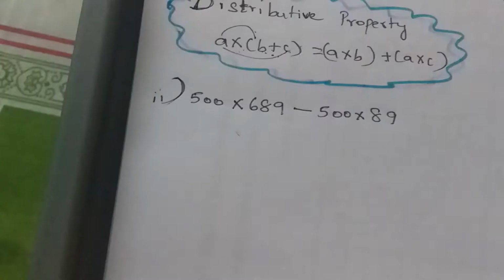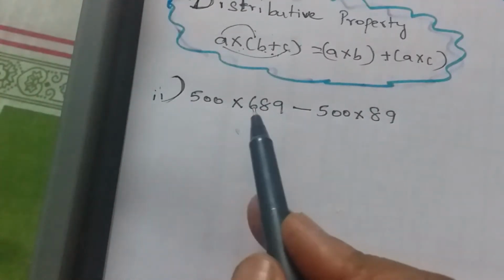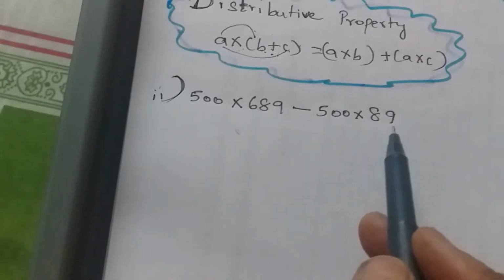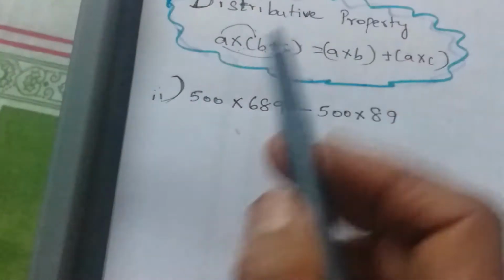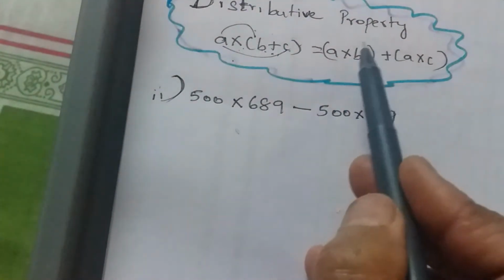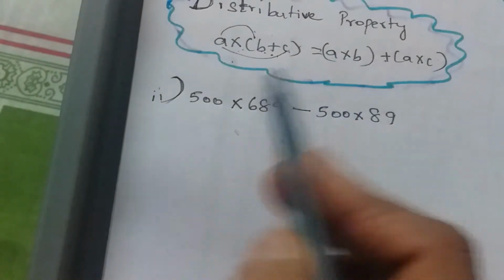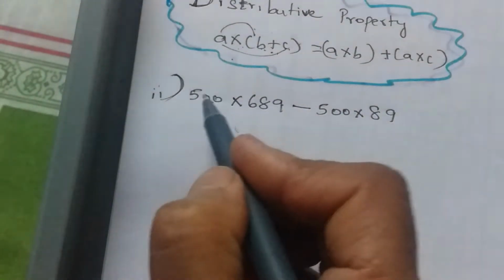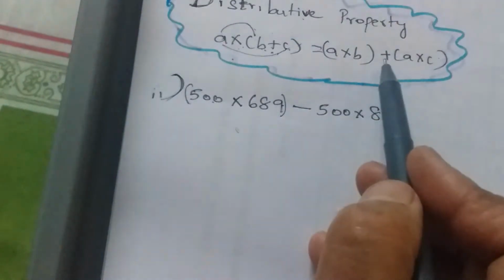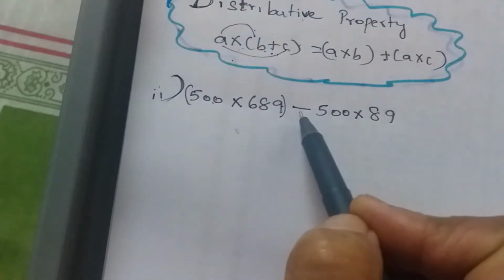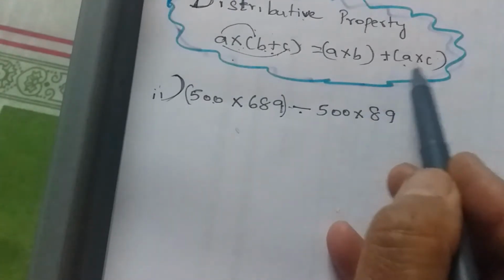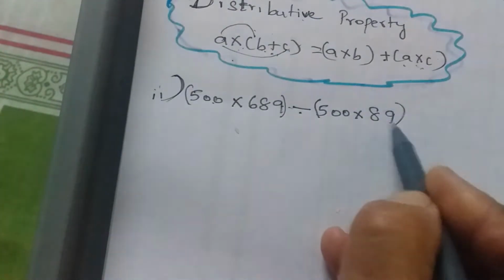Okay, children? And the second one is 500 into 689 minus 500 into 89. Now look at this. In the previous sum, the left hand side was given. Now in the second one, the right hand side is given. See, A into B: 500 into 689 is A into B. We have the distributive property for addition and also for subtraction. Now it is for subtraction, so the minus sign. 500 into 89 is A into C.